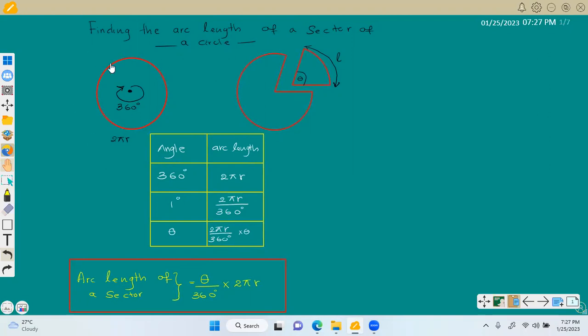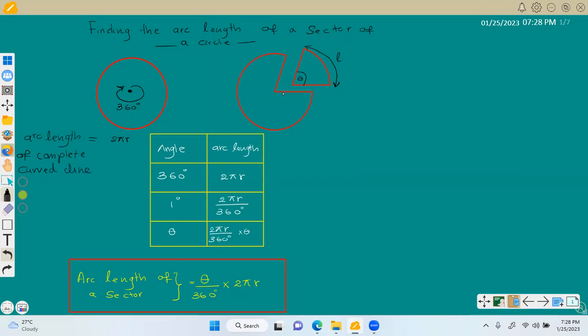Here, when we have a circle, that means it is a complete curved line. Then for a complete curved line, what is the length of the curved line? Arc length of a complete curved line. That means instead of the circle, I use a different word, complete curved line. That means circle is a complete curved line. It is 2 pi r.